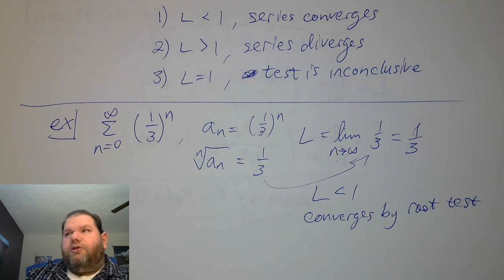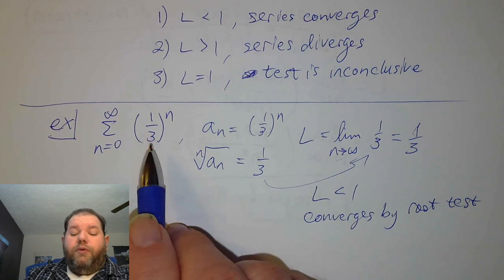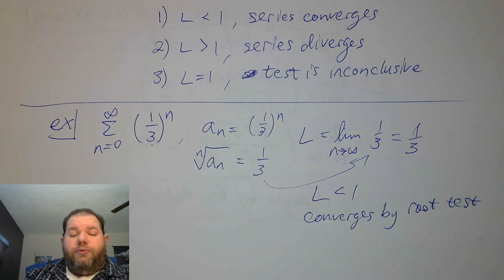The only exception is if we got r equals 1 here. We know in the geometric series r equals 1 diverges, whereas for the root test it actually is inconclusive. So that's the only difference between the two. Otherwise, the geometric series is a special instance of the root test.